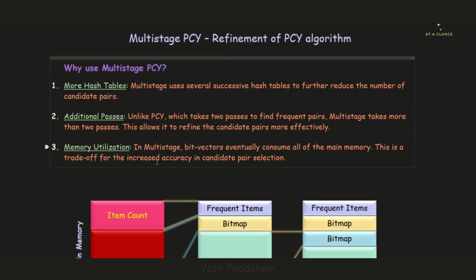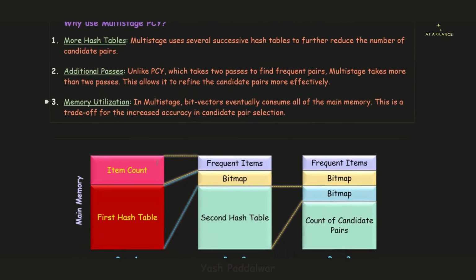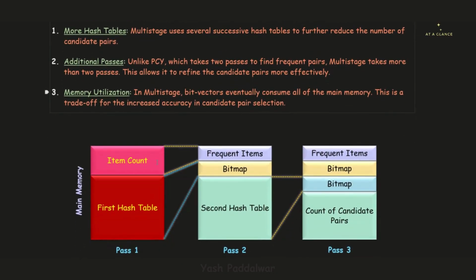Now we'll have a look at the diagrammatic representation of the main memory that is used while applying the multi-stage PCY algorithm. You can see, as I already said, it contains more than two passes. So this is pass one. In the first pass, we are going to find the item counts. That means for each and every unique item, we find its frequency. Then we'll create the first hash table and hash the pairs.